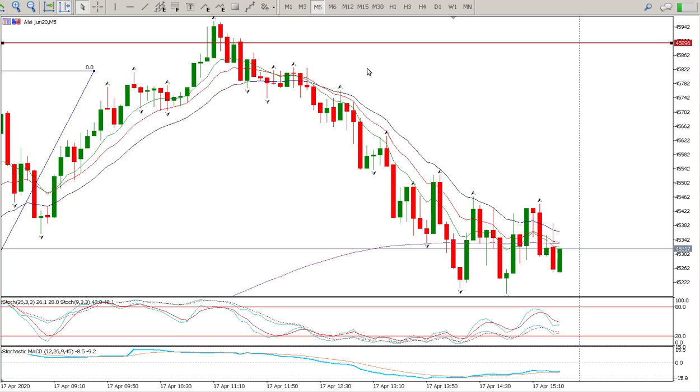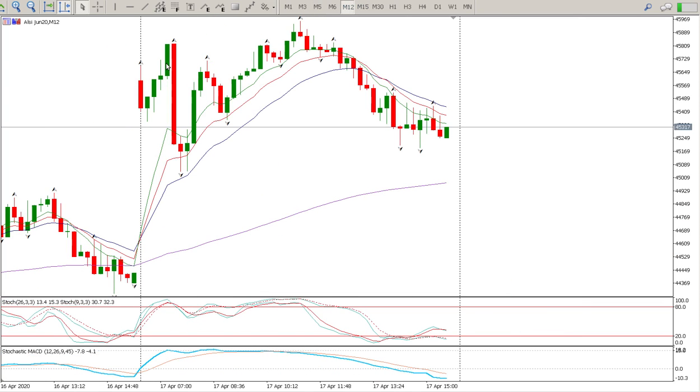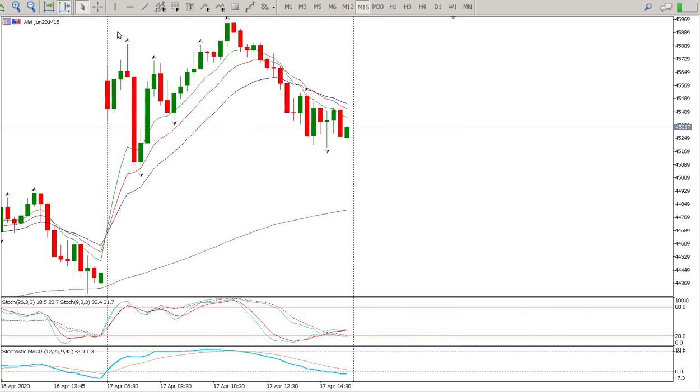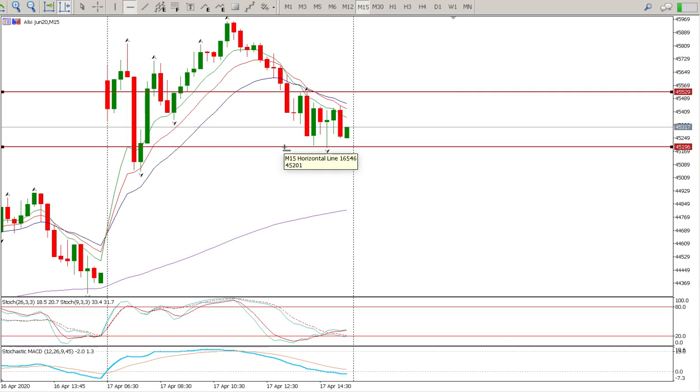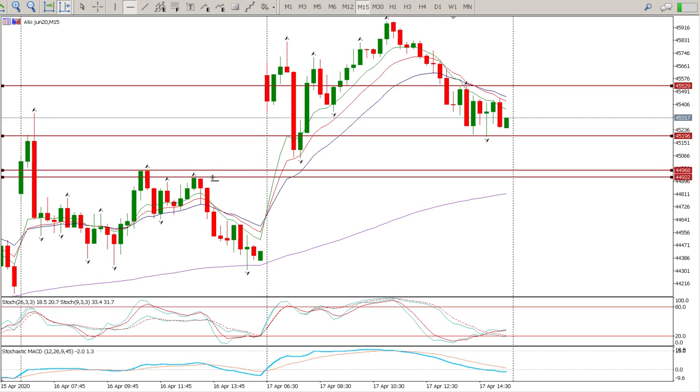Okay, so what are we looking at today? First things first is a 12 or 15 minute chart is what we're looking for. Let's just go with the 15 right now. There is the fractal level break above the moving averages, and there is a fractal level break below the moving averages. Okay, so a break below 45.196 will more than likely give us a move to the downside. And possibly picking up these levels to start with.